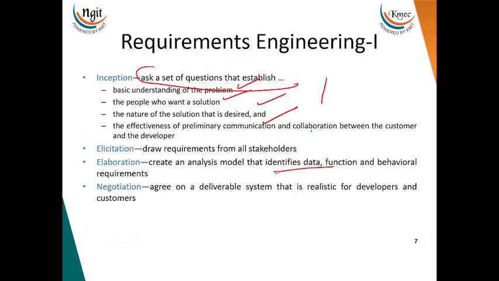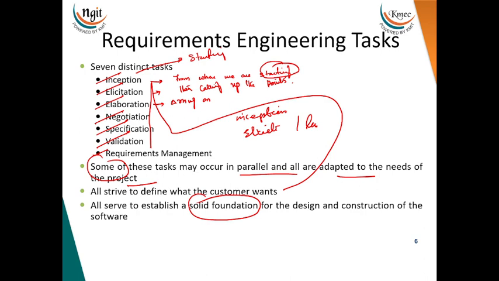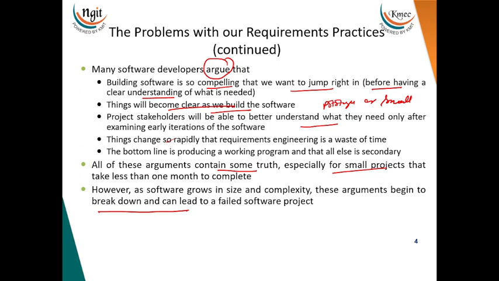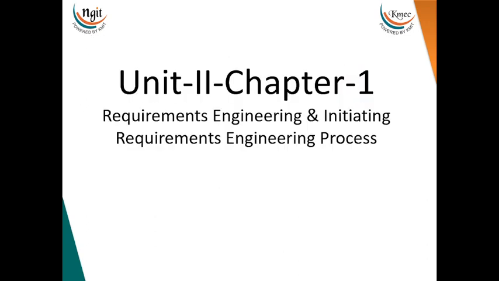Okay, I'm just revising my videos. There are 7 distinct tasks in requirement engineering: inception, elicitation, elaboration, negotiation, specification, validation, and requirements management. And what are the problems you face when you do requirements?